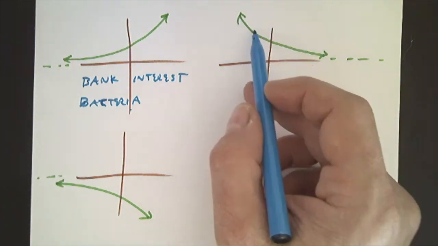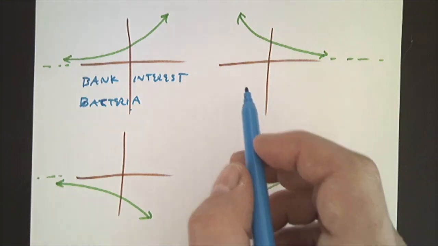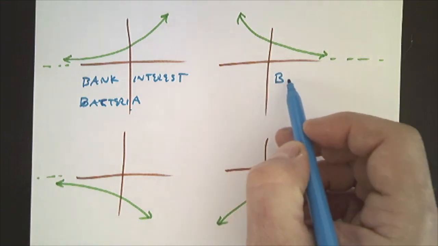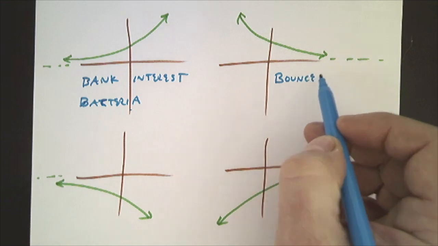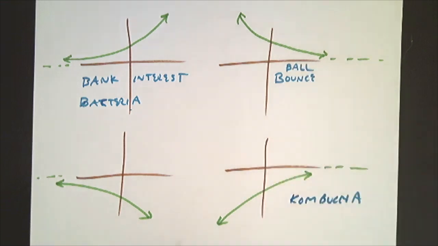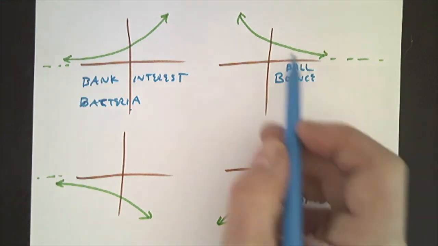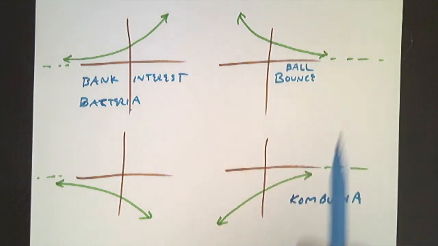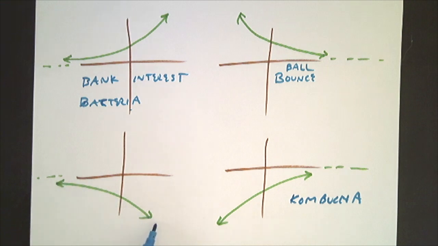And this one, dropping like this, I think we looked at an example before. How about the bouncing ball? As a ball bounces, it will reduce in height as it goes. As it continues to bounce, it will reduce lower and lower in height. And this one, exponentially growing but negative, what would that be? How about the Visa card or any charge card? If you don't pay, if not paid.